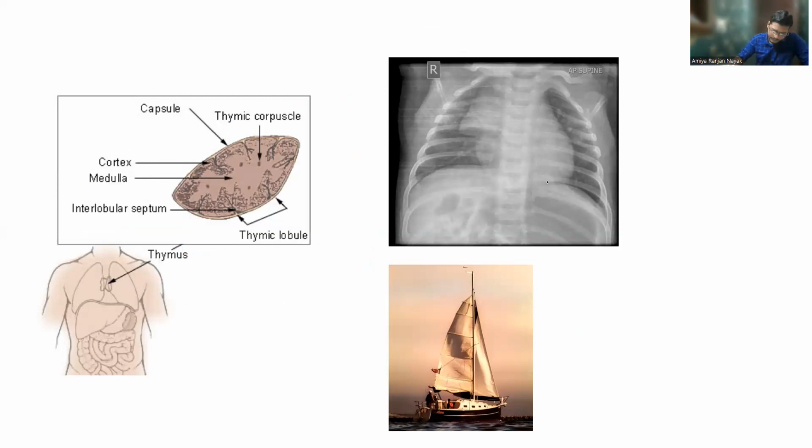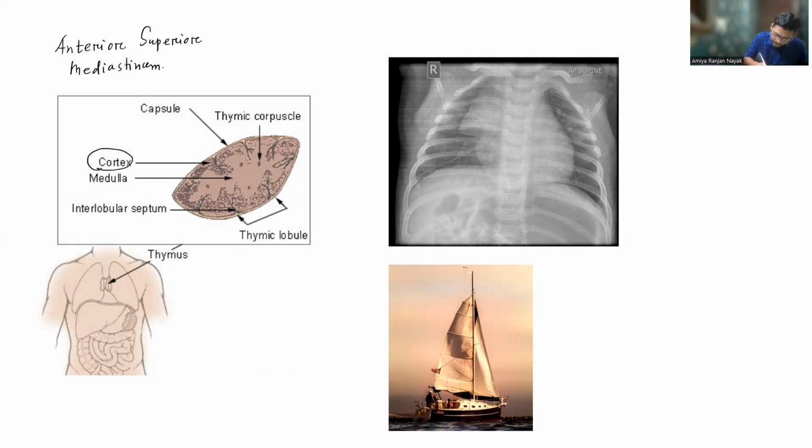As I have told you, these are present in the anterior superior mediastinum, just behind the sternum and above the pericardium. If you see the structure of the thymus, it will have a cortex.